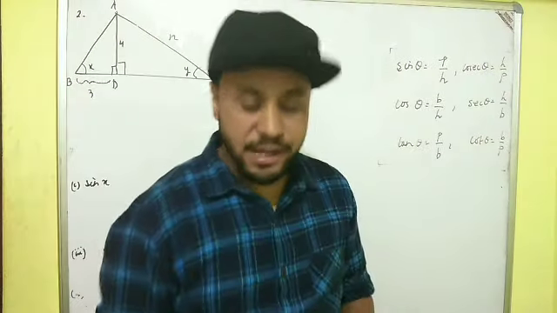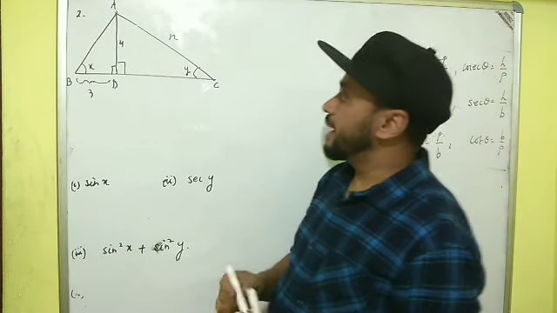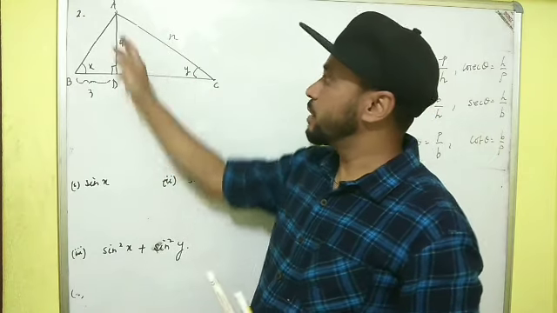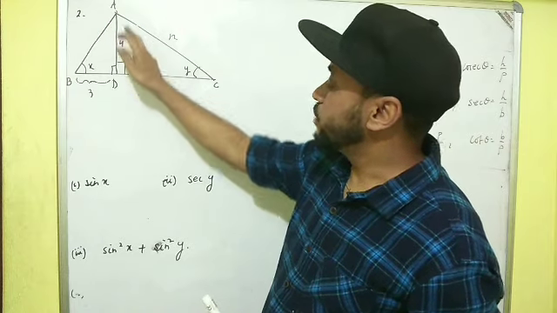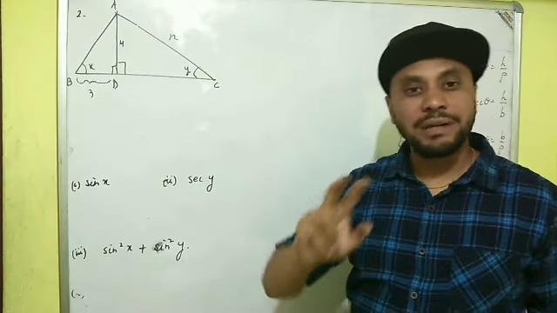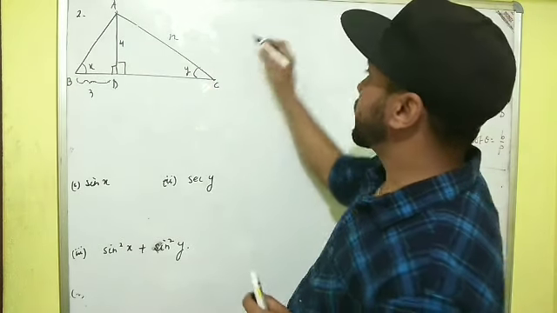Now let's take another example. It says that a triangle ABC is given, and if you look at this one, we have three triangles here. One is ABC, another one is ADB, and the third one is ADC. Now we are taking only those triangles which are 90 degree, right angle triangles. So let's try to separate those triangles.